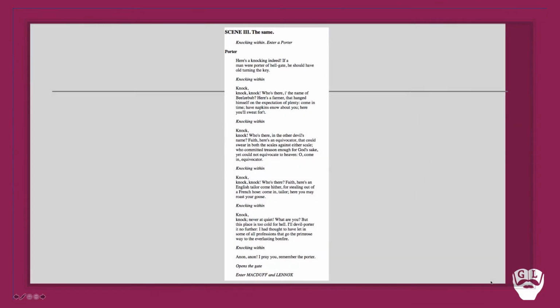We start at Act 2, Scene 3, and as I said, we start with the Porter. To give you some context, this is very much after the party, in the early hours of the morning. The effects of drinking are very much commented on and joked upon here.